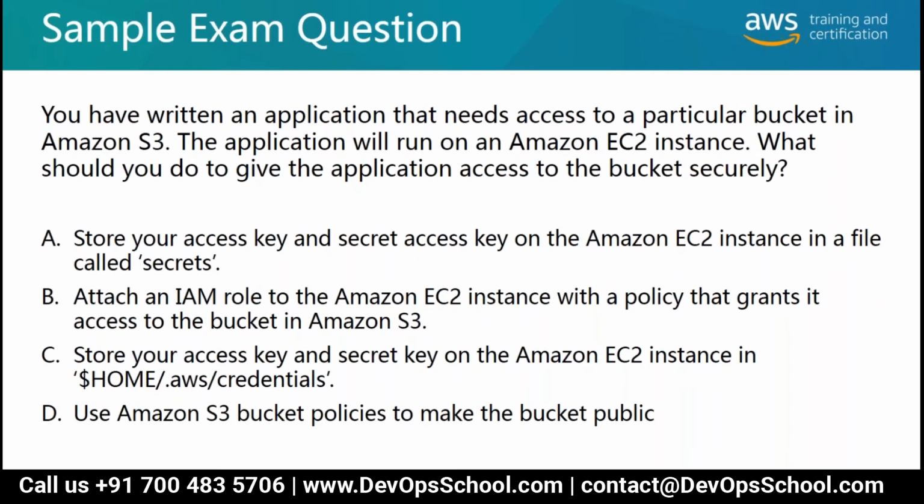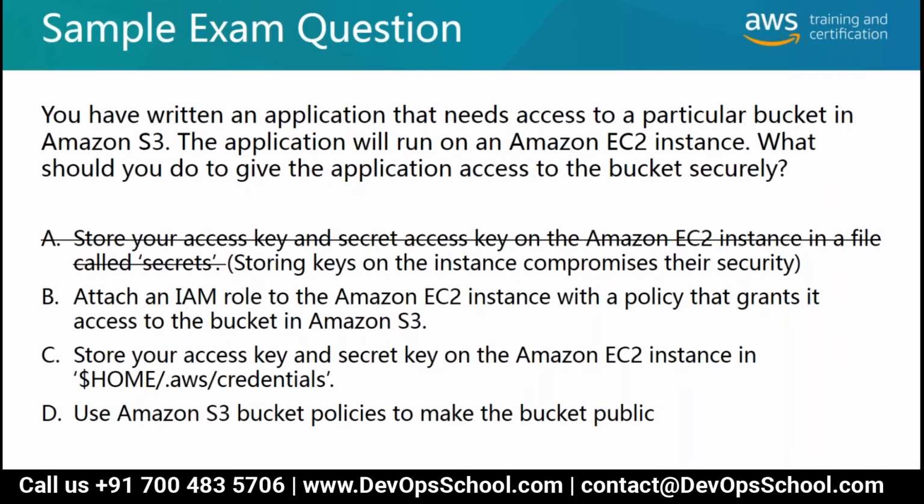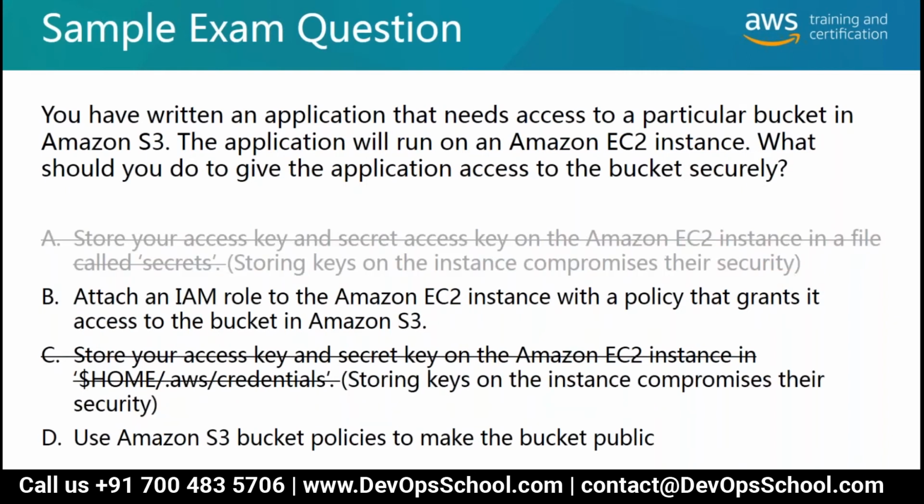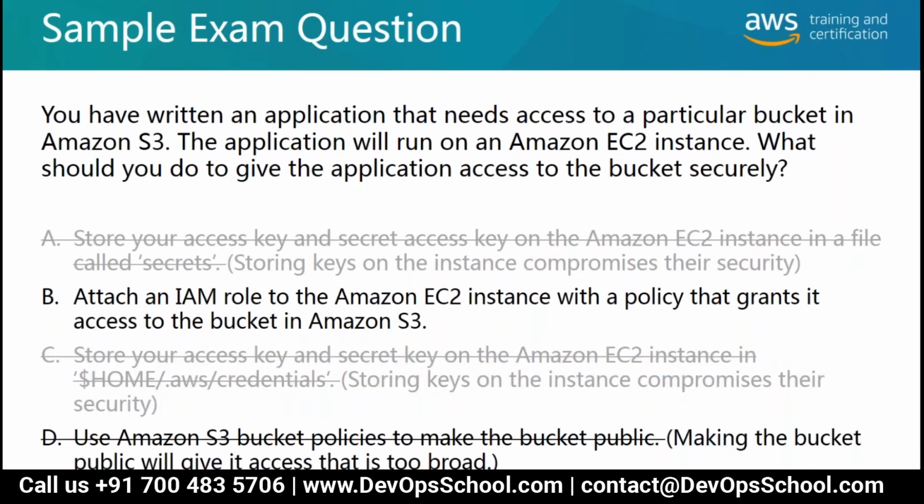So obviously wrong answers you want to eliminate: anywhere you see something like store access key, you should assume, unless your best judgment says otherwise, that it's not the right option at any time. Yeah, B is the answer right there. Attach an IAM role to the Amazon EC2 instance with a policy that grants it access to the bucket. Store access key in home.aws.credentials, obviously wrong. Then use bucket policies to make the bucket public. That's not right, because if you make it public, everyone will have access to it. Making the bucket public is too broad. You don't want to do that. So the obvious right answer is this.